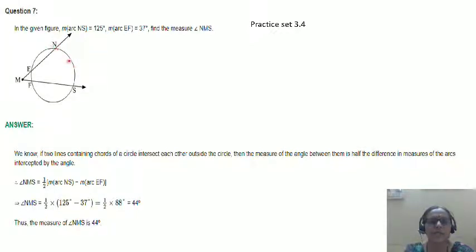So the arcs which are intercepted are arc NS and arc EF. So the measure of angle NMS is equal to half of the measure of arc NS minus the measure of arc EF. Substitute the values. Half of 125 degrees minus 37 degrees. So you have half of 88 degrees, that is 44 degrees. So the measure of angle NMS is 44 degrees.